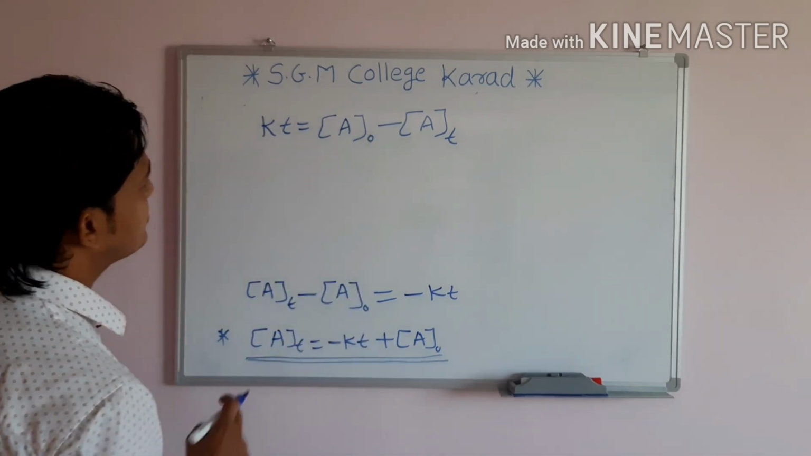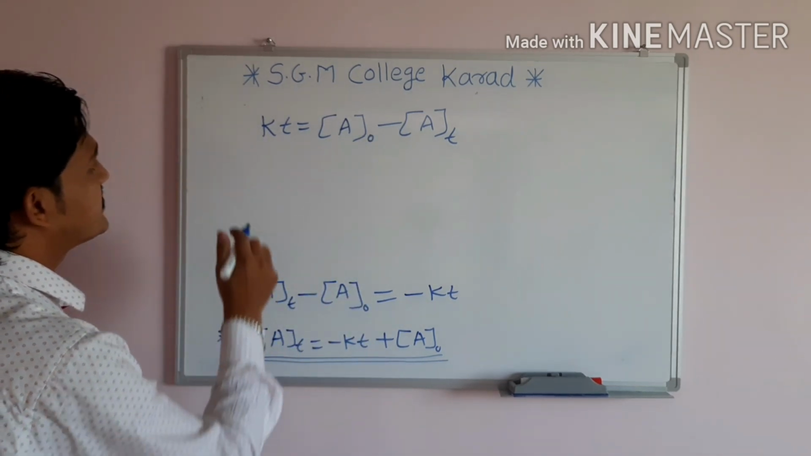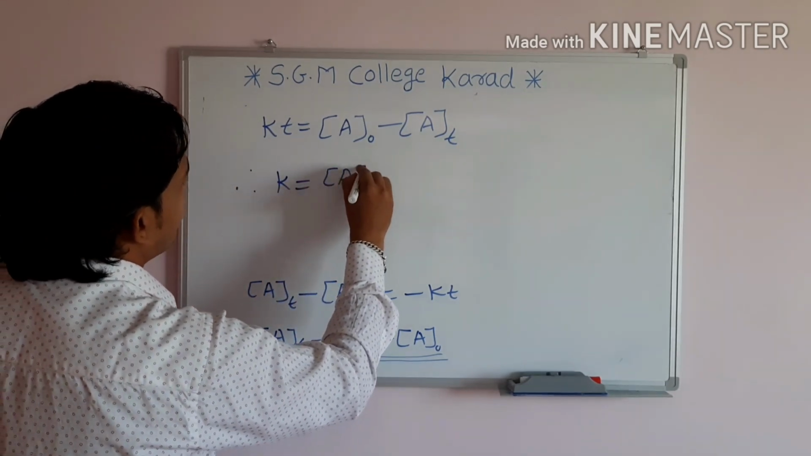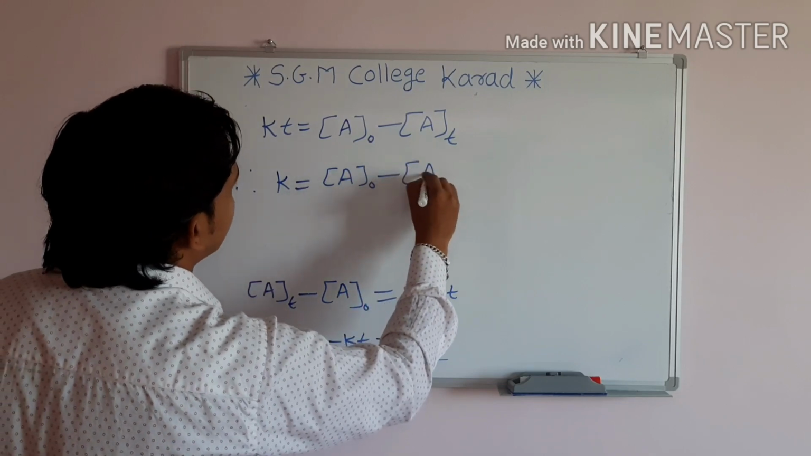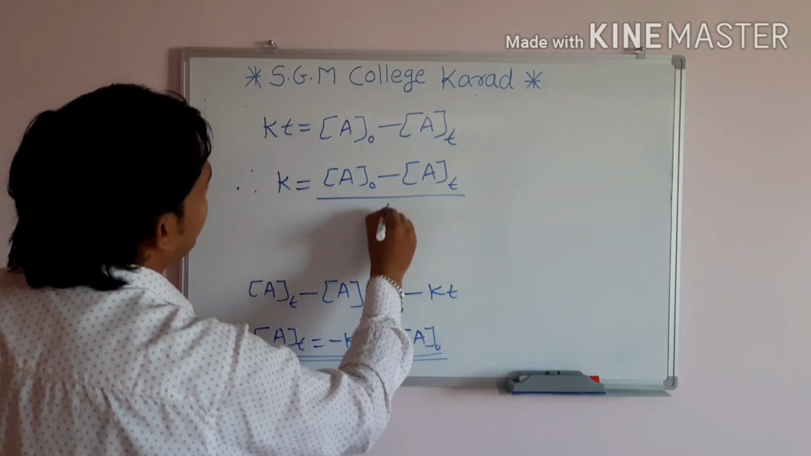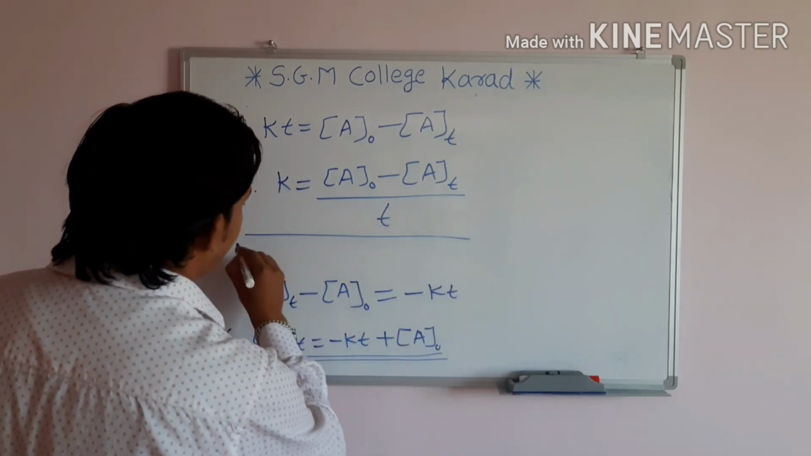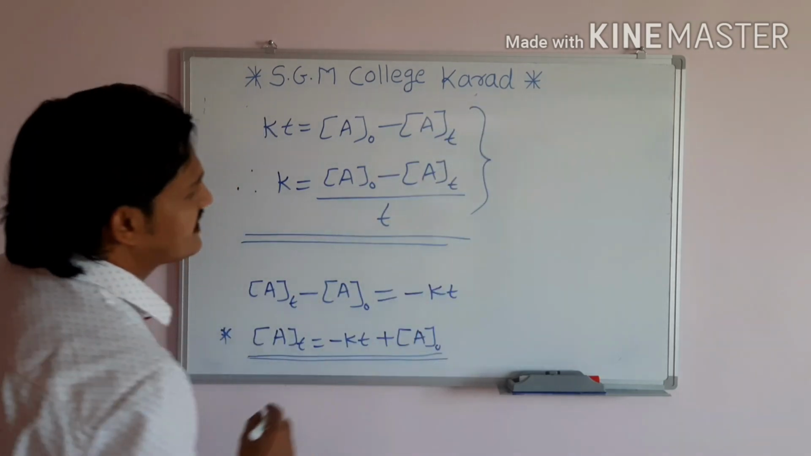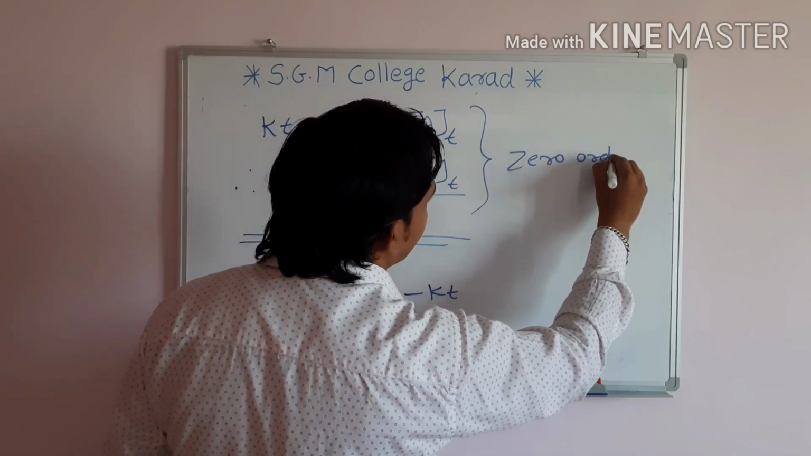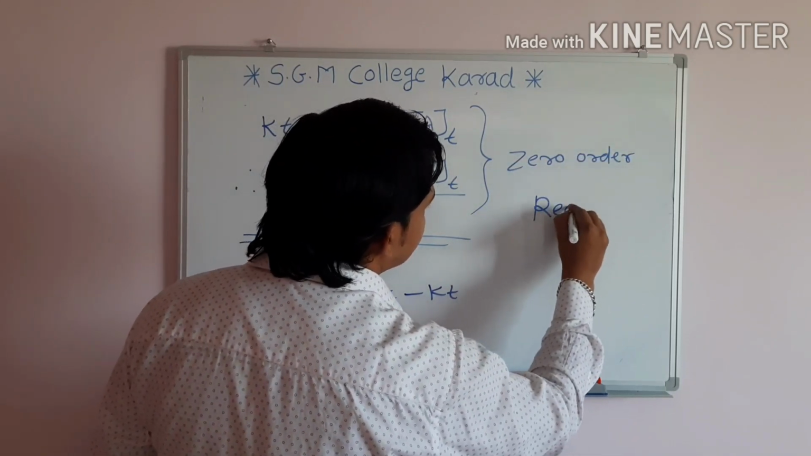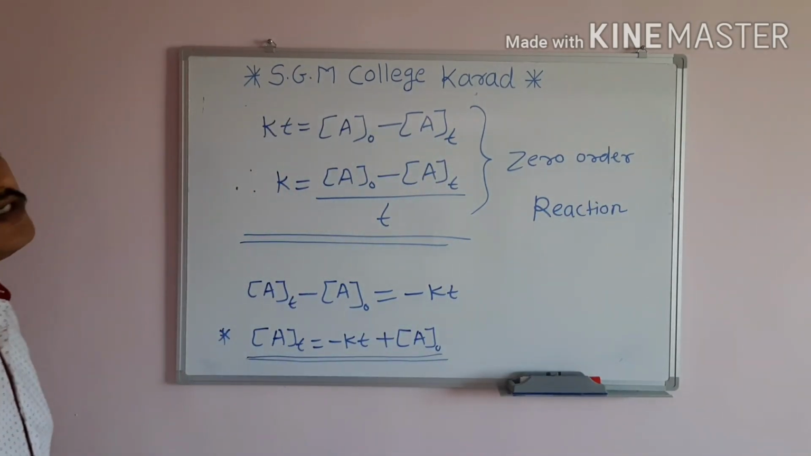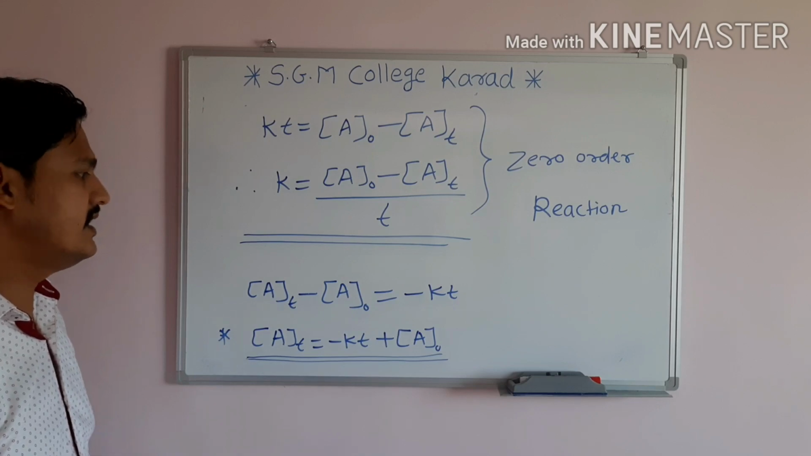So k is equal to A0 minus At. I am writing there. So what is the value of k? Final equation. Therefore k is equal to A0 minus At, t divide ला गेलं ना, divided by t. हे दोन्ही इक्वेशन्स असतात. दॅट इज द इंटिग्रेटेड रेट लॉ फॉर झिरो ऑर्डर केमिकल रिएक्शन. These are the two equations represents integrated rate law for zero order chemical reaction.